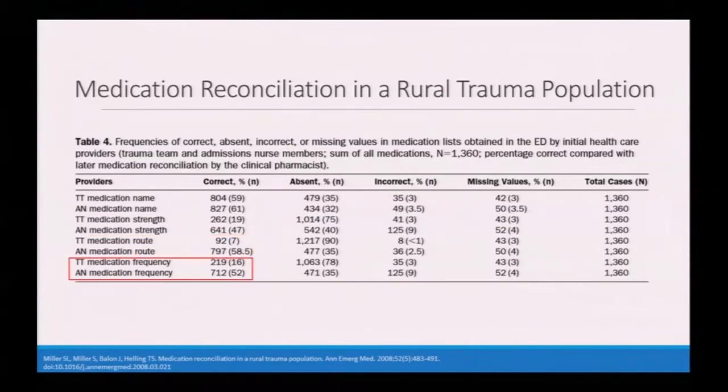And then frequency, the trauma team was 16% correct, and admission nurse was 52% correct, which you would expect as the trauma team are the first people to see the patient. They may be intubated or they may not have quite the amount of time that the admission nurse or the pharmacist would have to document the information. And so this just kind of shows the difference in the trauma team, admission nurse, and the pharmacist.